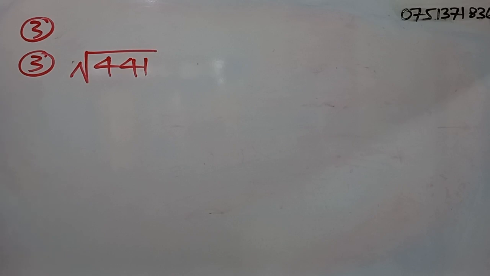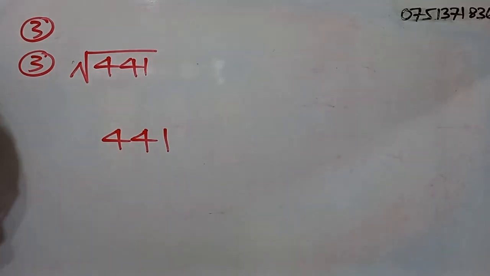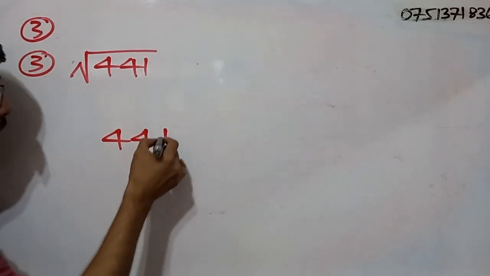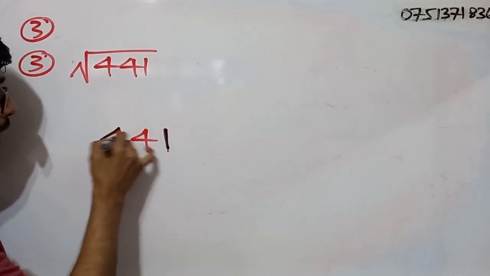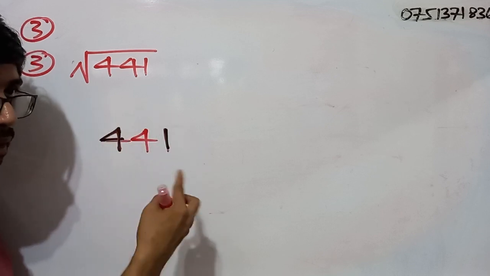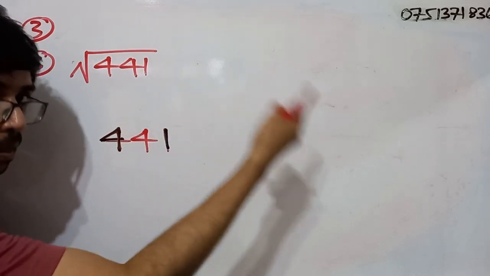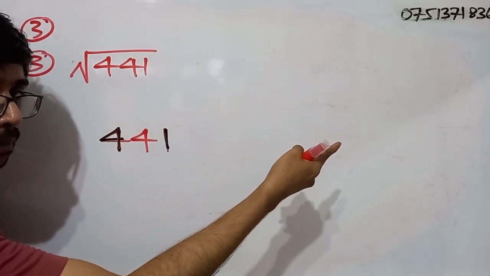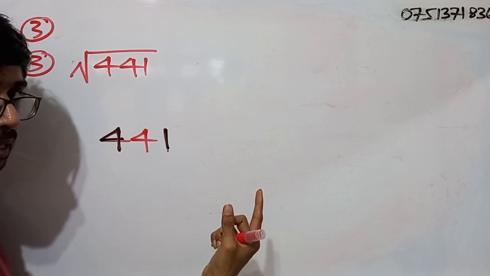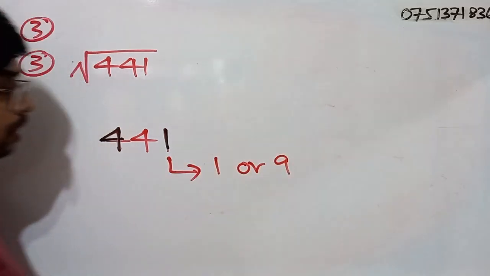What do we have? 441. So if we consider the number 441, the digit on the ones place is 1, and the digit on the hundreds place is 4. Since the digit on the ones place is 1, if we consider the square root of this number, what are the possible digits in its ones place? It can be either 1 or 9, no?